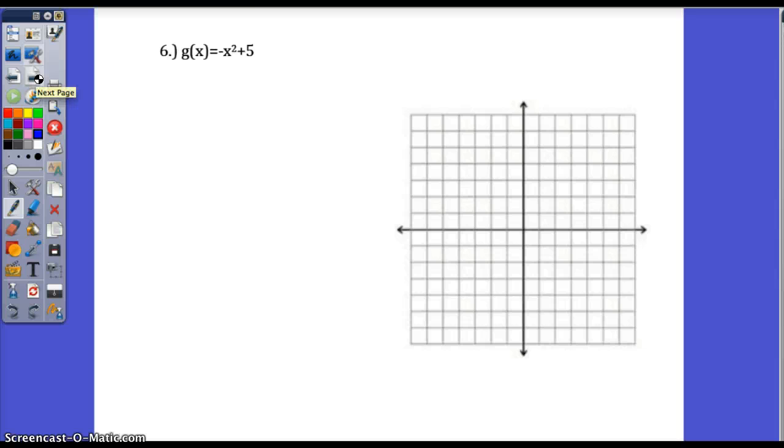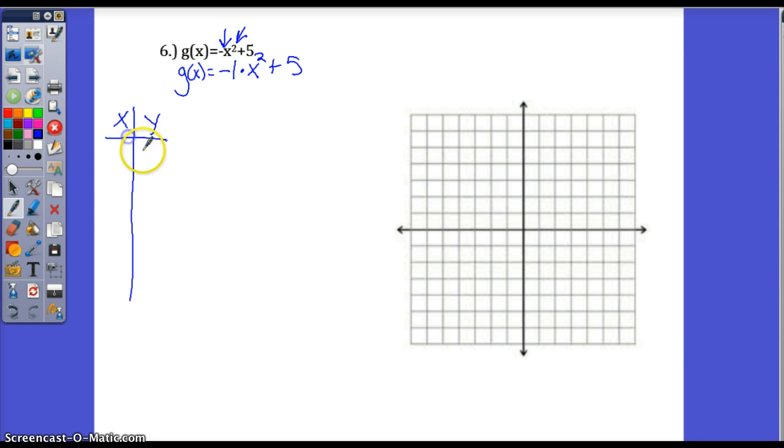Number 6, we know it's an x squared, so we know it's going to be U-shaped. I'm going to change something about this though. This negative x squared, remember, it's g of x equals, I'd write this as negative 1 times my x squared plus 5. It just helps me to realize that it's negative times that. And again, let's make our table x, y, and let's choose negative 2, negative 1, 0, 1, and 2.